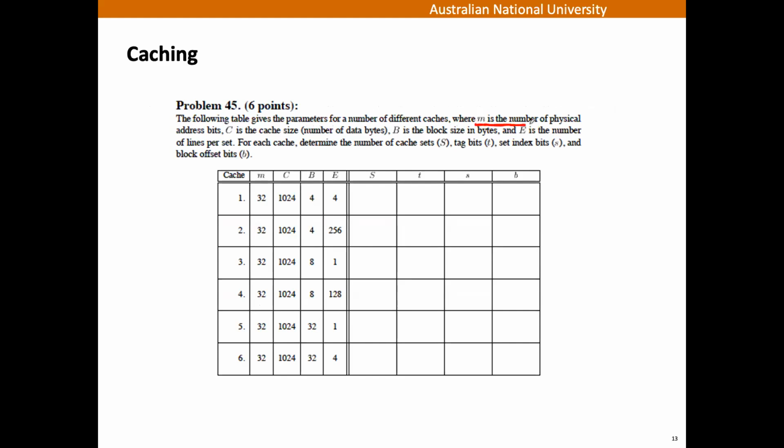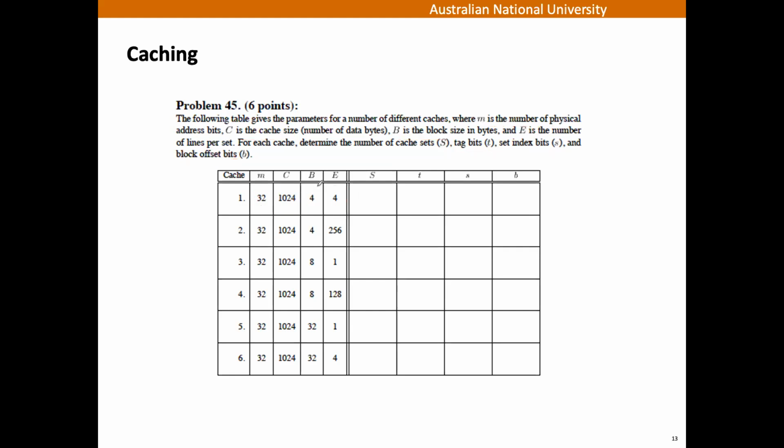M is the number of physical address bits. C is the size of the cache. B is the block size. E is the number of lines per set. For each cache, you need to determine the number of sets, tag bits, index bits, and block offset bits. So there are 32 bits in the address. The size of the cache is 1 kilobyte or 1024 bytes. The block size is 4. The number of lines.